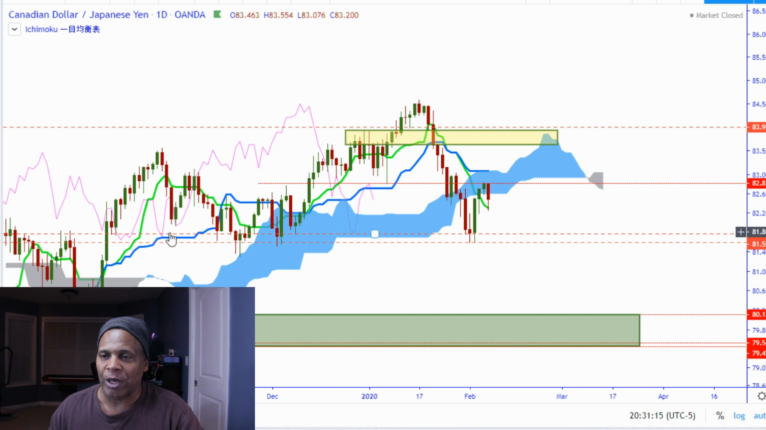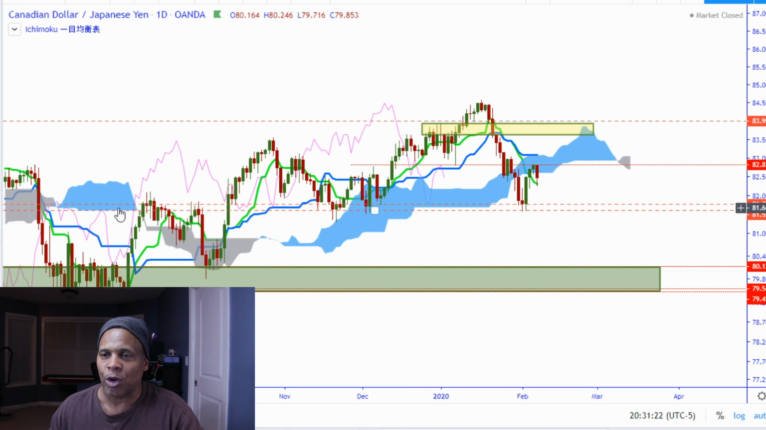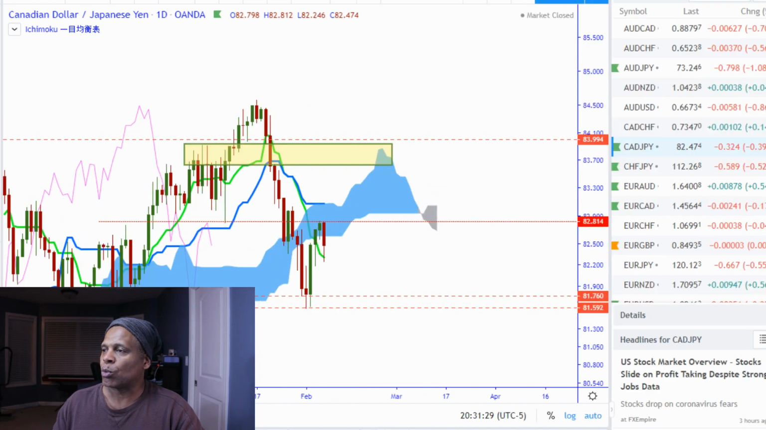But you can see this lower level. You can see how we have this zone right here. See these two dashed lines? That's a very good level for us to trade off of. You can see how strong that level is. All right, so finding these levels, knowing these levels is very important. All right, so let's go to the next one.